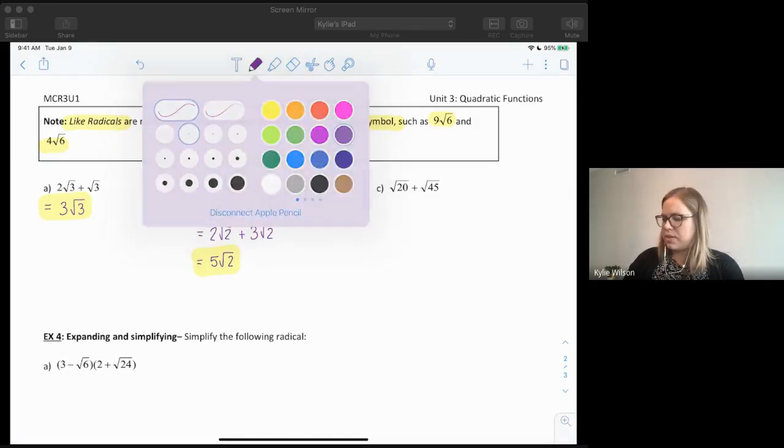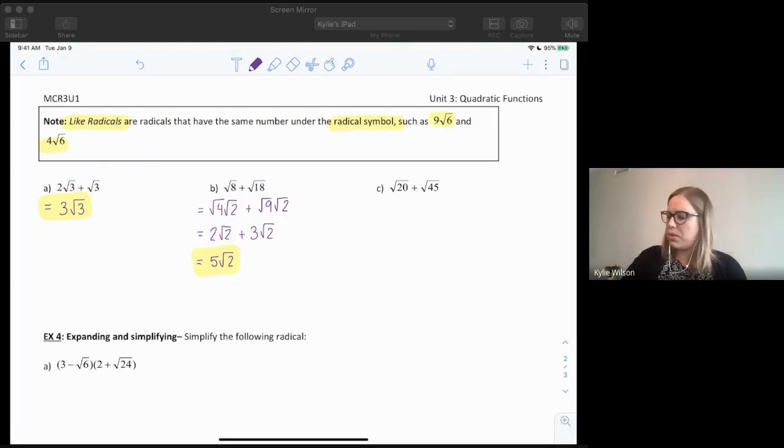Okay, so let's go on to the other one. So for this one, we have root 20 plus root 45. So again, our first step is to think about our perfect squares and which ones can go into 20. So in this case, I'll have root 4 and root 5 because 4 times 5 equals 20. And then for 45, we're going to have 9 and 5. So again, all I'm doing is I'm looking at that number 45 and I'm thinking, is it divisible by 4, 9, 16, 25, and go through all of those.